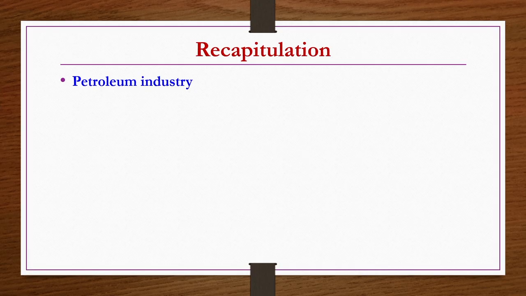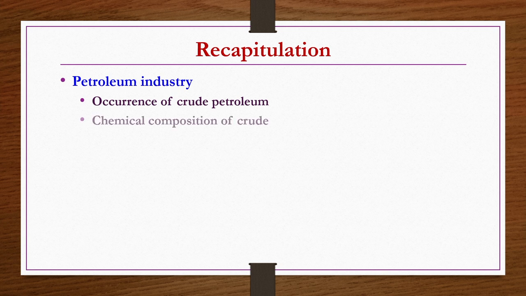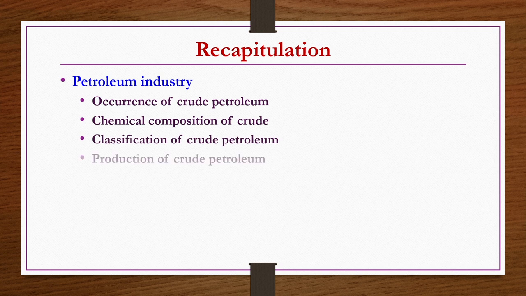We started with a brief introduction of the petroleum industry. We discussed the occurrence of crude petroleum, how it occurs, the chemical composition of crude petroleum, classifications of crude petroleum, what are the different types of products possible by fractionating the crude petroleum, what are the petroleum refinery products, etc. Those things we have discussed.